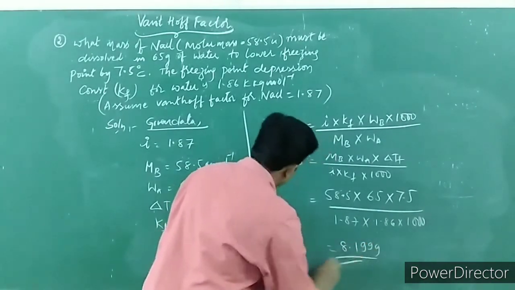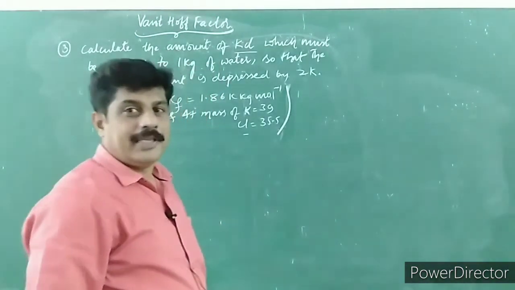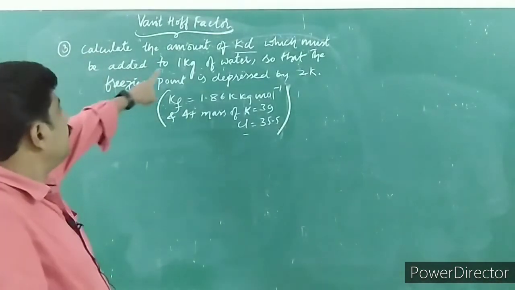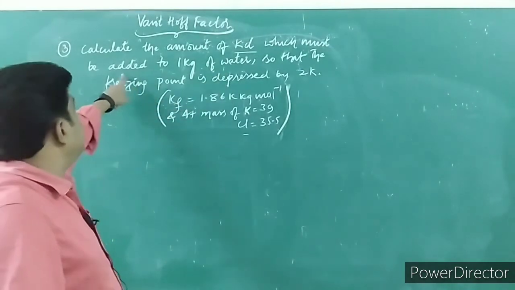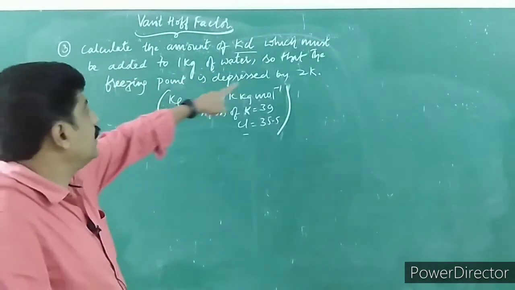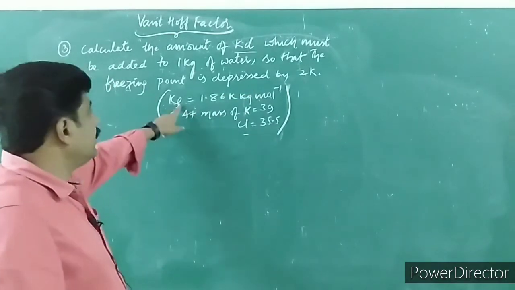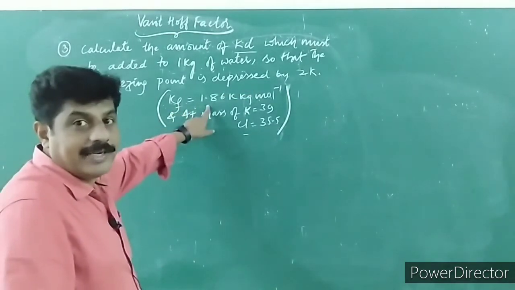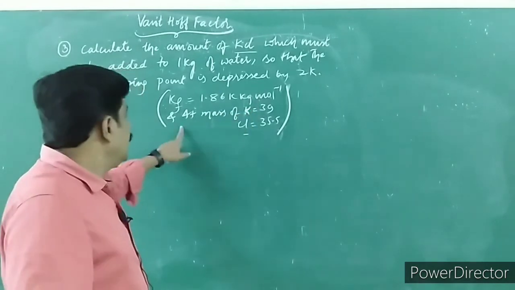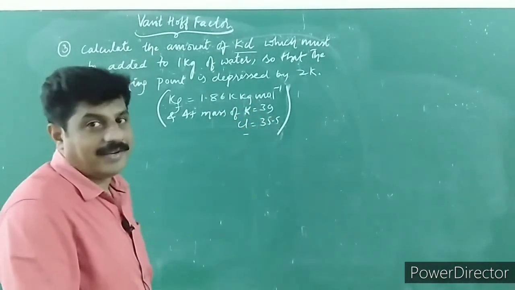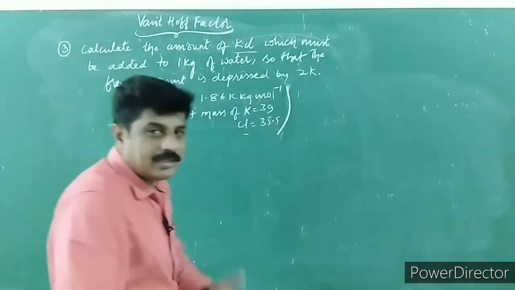Children, let me give one homework for you on the Van 't Hoff factor. Calculate the amount of KCl which must be added to 1 kg of water so that the freezing point is depressed by 2 Kelvin. Given Kf of water is equal to 1.86 Kelvin kg per mole and the atomic mass of potassium is equal to 39 and chlorine is equal to 35.5. Very simple numerical, you can easily solve.